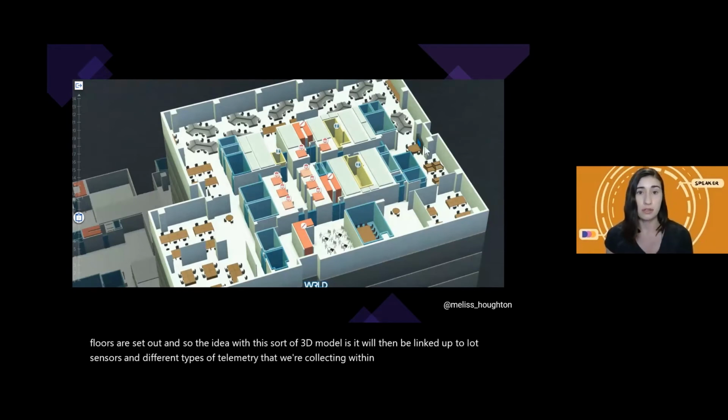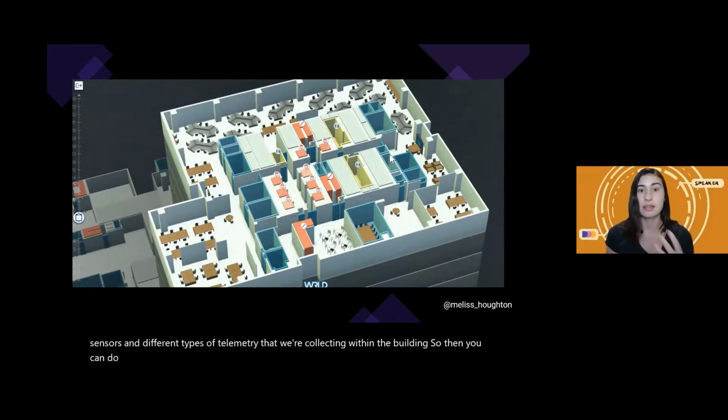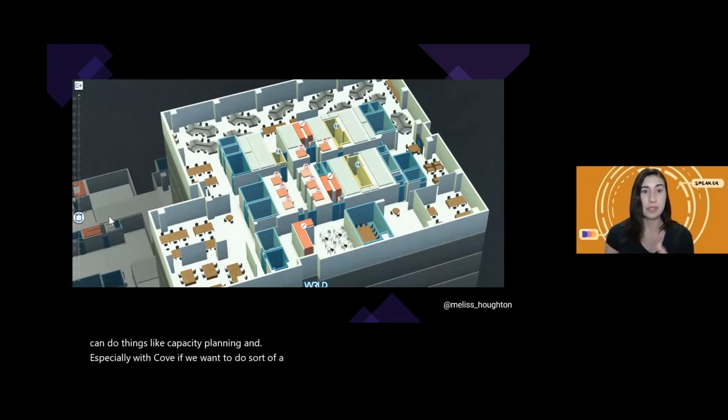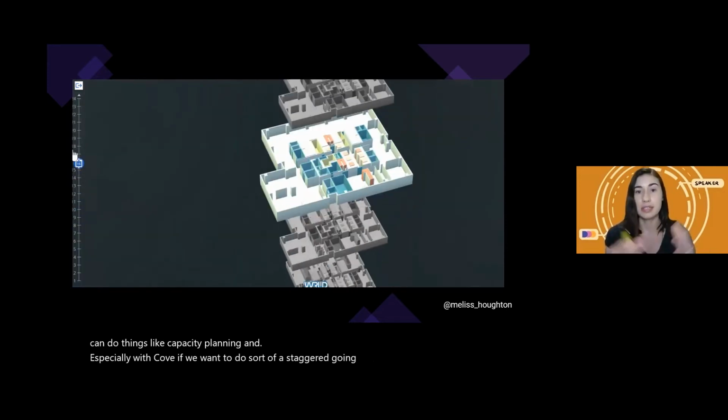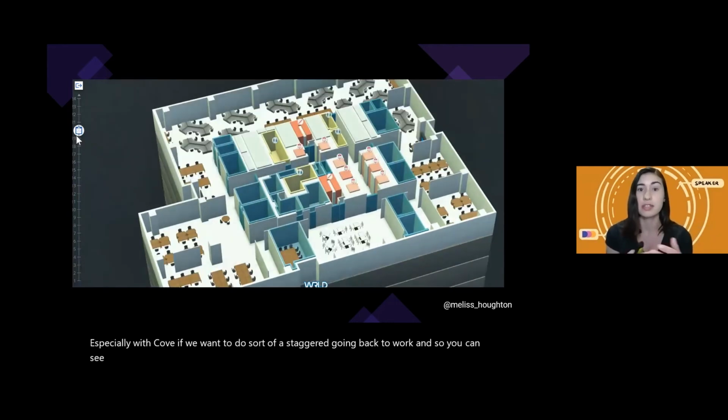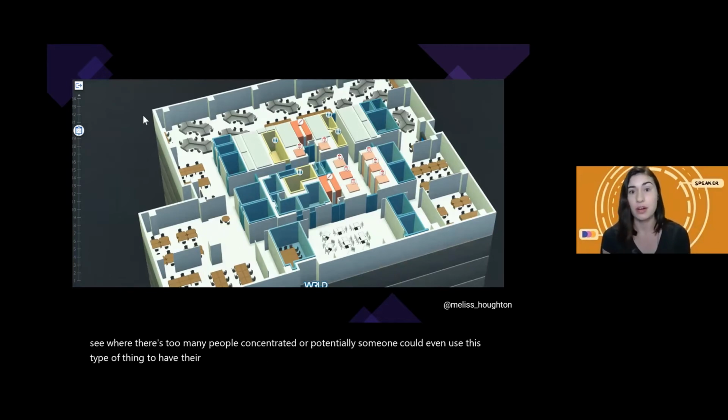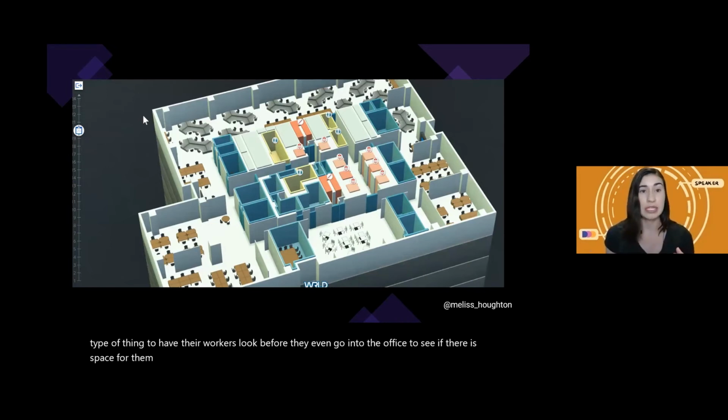So then you can do things like capacity planning, and especially with COVID, if we want to do a staggered going back to work. And so you can see where there's too many people concentrated, or potentially someone could even use this type of thing to have their workers look before they even go into the office to see if there's space for them. And so there's a lot of opportunities that you can use this digital twin technology with. And it's all about that flexibility for your business.